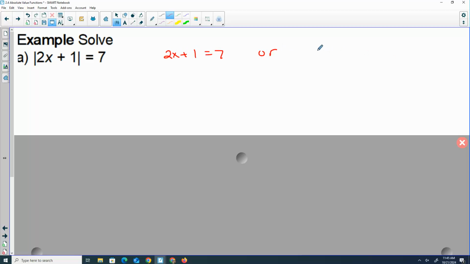Or, for the other one, what do we do? So we make it a negative. And really all you have to do is one side of the equation. So I usually just go with the right, set one to positive 7 and one to negative 7. The rest of it stays the same. Now we just solve each of these. So if we subtract our 1, divide by 2, get positive 3.